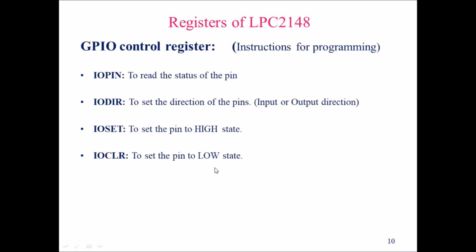So there are 4 instructions for programming. One is IOPIN, which is used to read the status of the pin. IODIR, input output direction, is used to set the direction of the pins, either as input or as output. The third instruction in the general purpose input output control register is IOSET, which is used to set the pin to high state. And IOCLR will set the pin to low state and clear all the data which is stored on the pin.